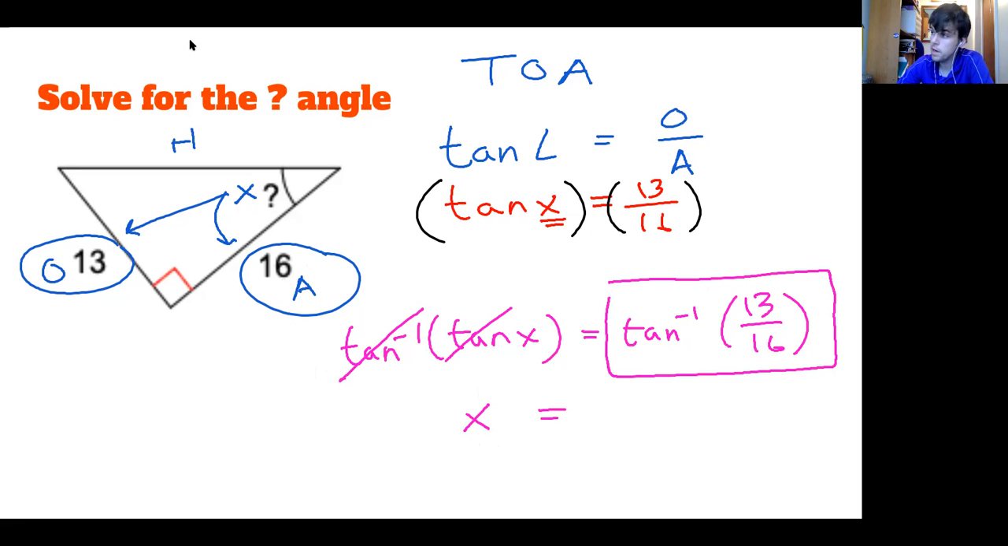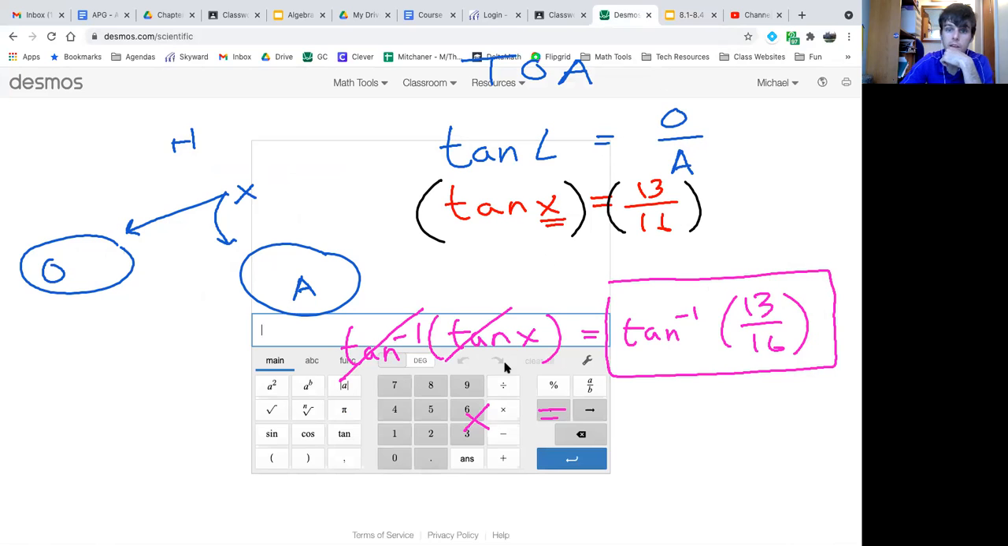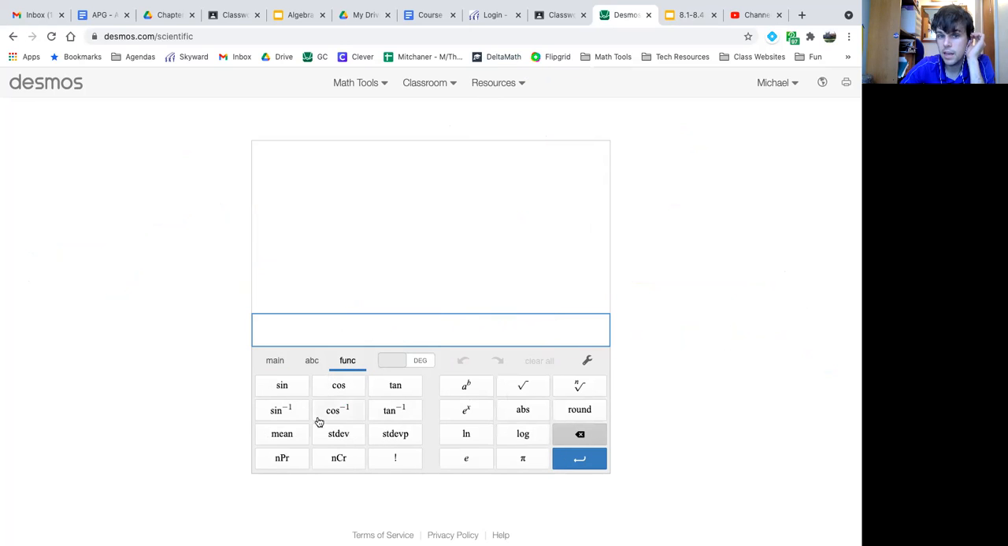I am going to go ahead and open up Desmos and show you how to do this real quick here. We can actually use our calculator to do tangent inverse. So let me go to Desmos. It's right here. I'm going to clear what I have on the screen. We're doing tangent inverse of 13 over 16. To get the inverse trig functions up here on the Desmos calculator, you have to hit the func button for function. And the inverse keys are right here. They have the little -1 right there. That is not an exponent. That's just the inverse symbol.